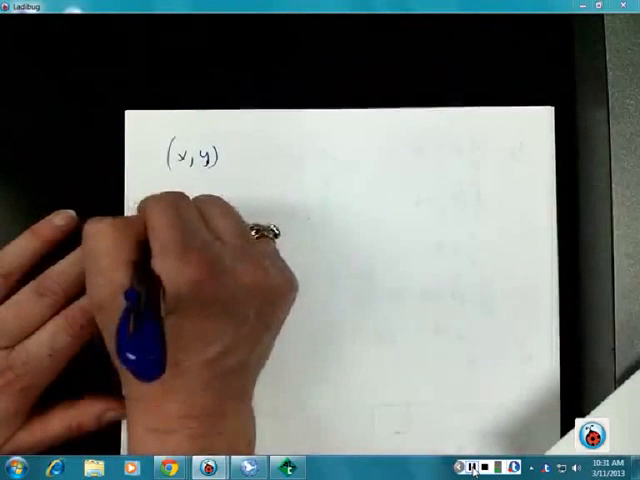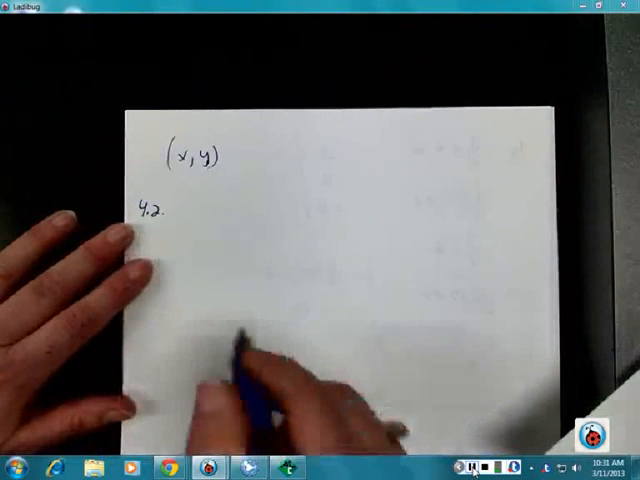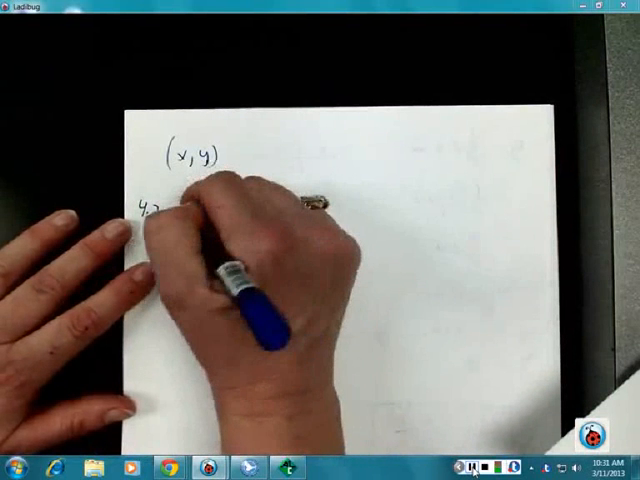Okay. 4.2 is graphing equations and plotting points.